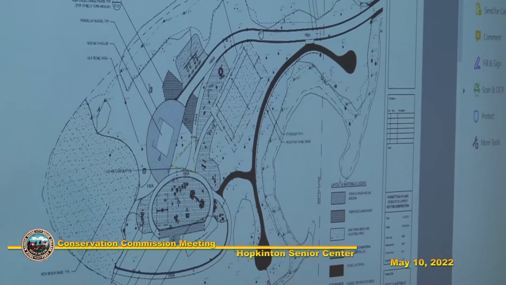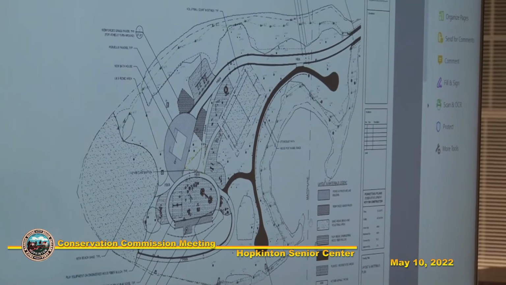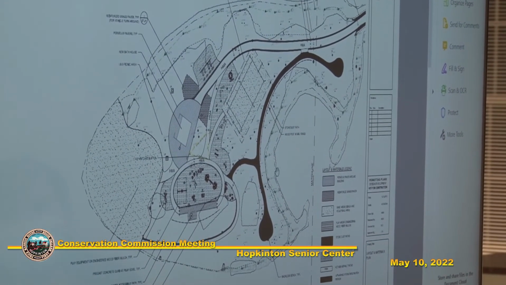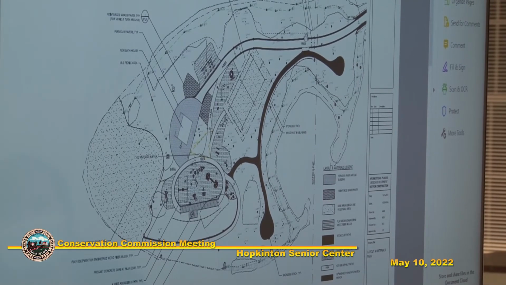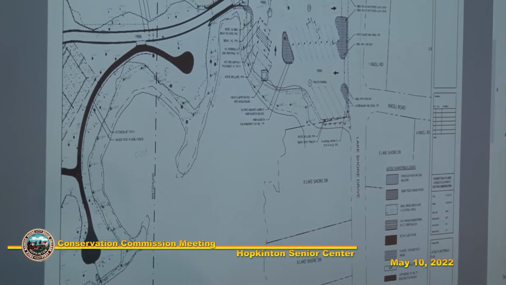Is that the next phase? That's phase two. Is that what it's saying? That never happened. So phase two was the parking lot and stormwater. Yeah. And some walking paths, some additional walking paths.